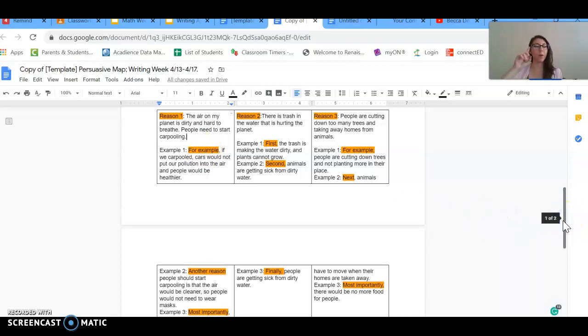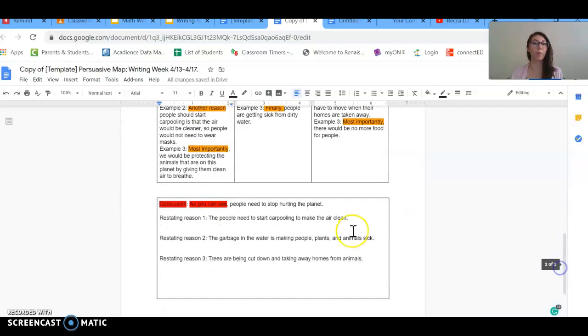So reason 1 was telling me the air is dirty and people can't breathe. So I wrote the sentence again with the same idea that air is dirty, people can't breathe, and I used different words. I wrote, people need to start carpooling to make their air clean. That was what I was proving because people are sick and the air is making them sick. Okay, restating reason 2.